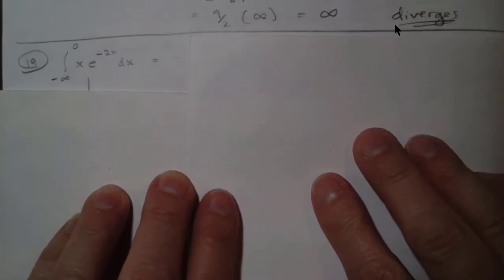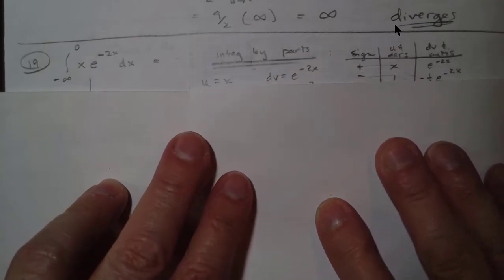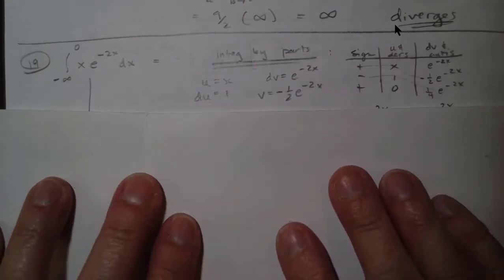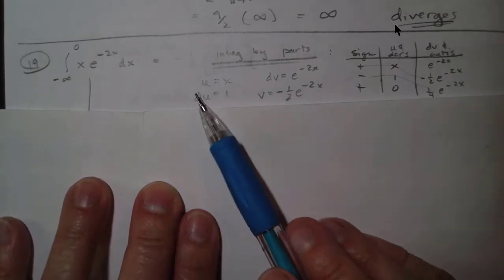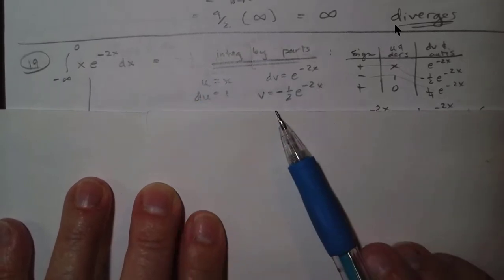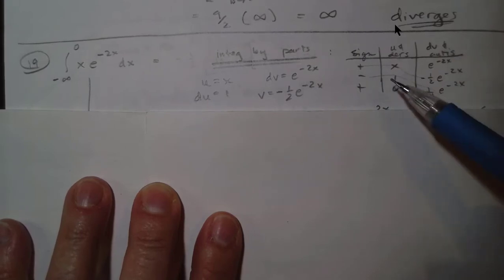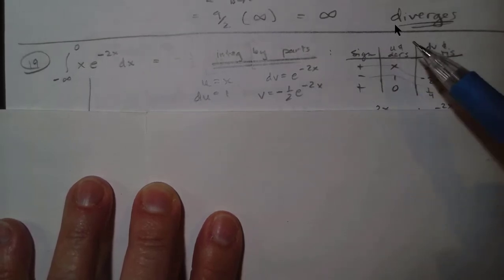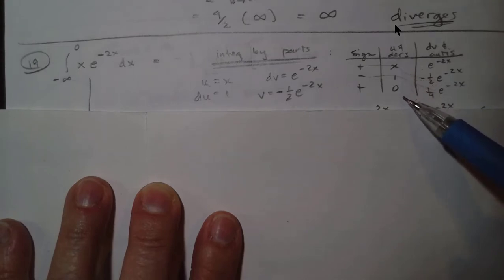Number 19, the integral from negative infinity to 0 of x times e to the negative 2x dx. We are going to do integration by parts for this one. I'm going to let my u equal x, so my du is 1. My dv is e to the negative 2x, makes my v negative 1/2 e to the negative 2x, and I can use the tic-tac-toe method because I'm letting my u be x, which will eventually have a derivative of 0.